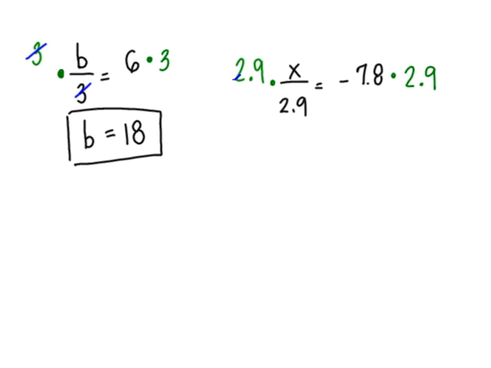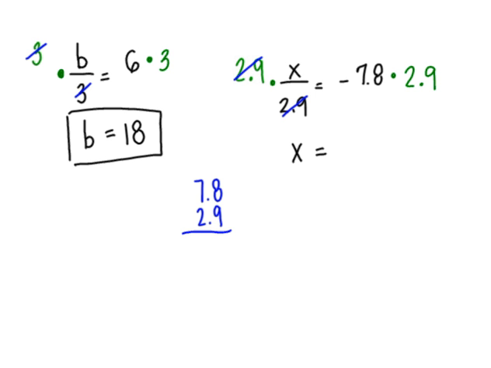A 2.9 in the top and a 2.9 in the bottom would cancel out, leaving you with an x. But on the right-hand side, I have to multiply negative 7.8 times 2.9. To multiply these, I'm just going to stack them on top of one another and multiply out old school.